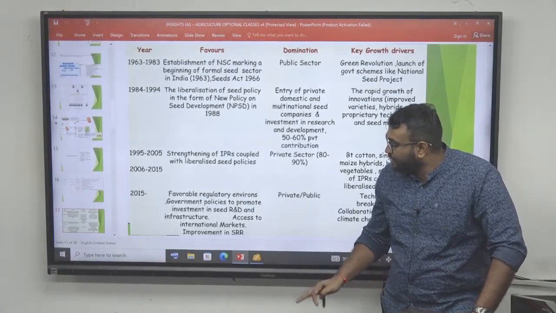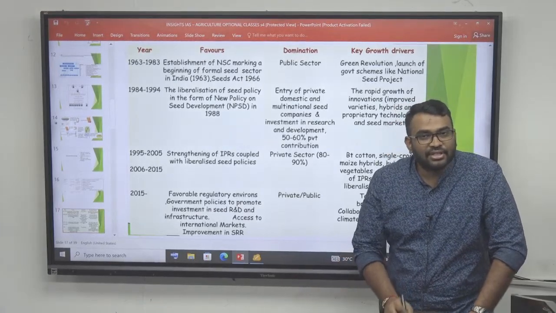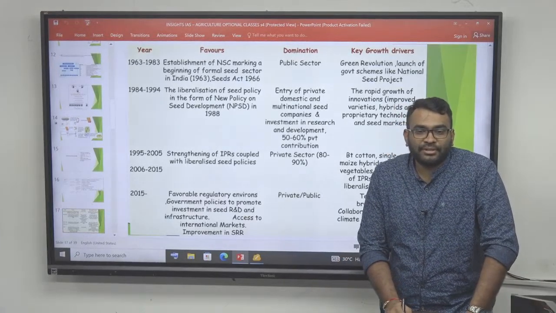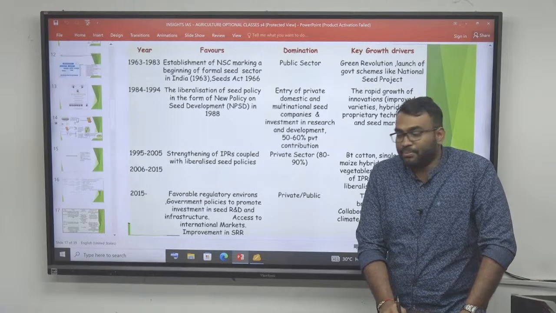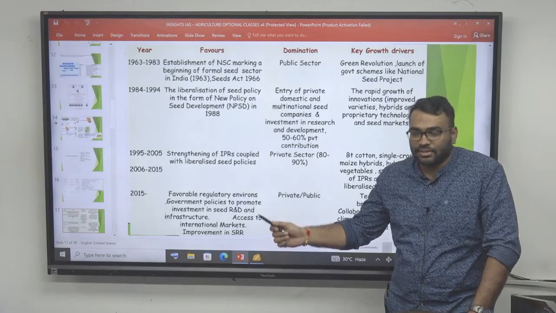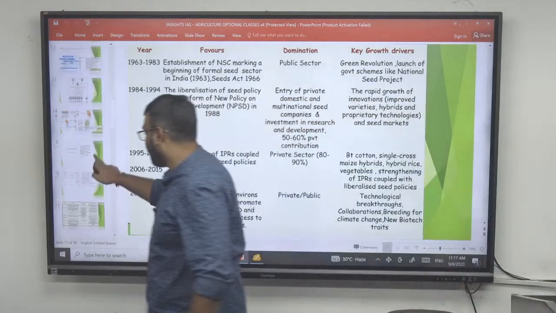I think I have a slide for that. In the next slide I will show you. But essentially those sort of schemes which are promoting public and private partnership in the seed sector, it is being promoted from 2015 onwards. Clear? So I think, yeah.